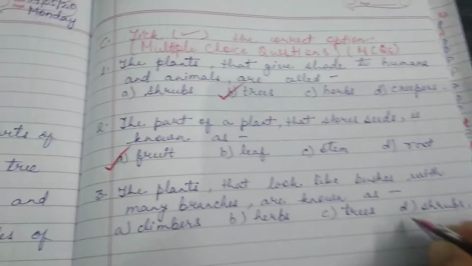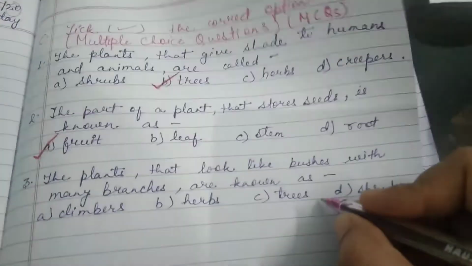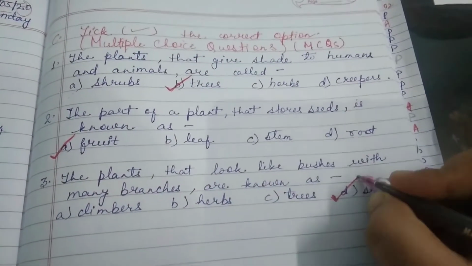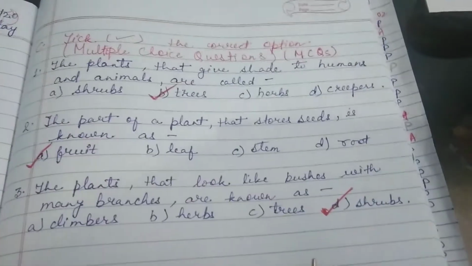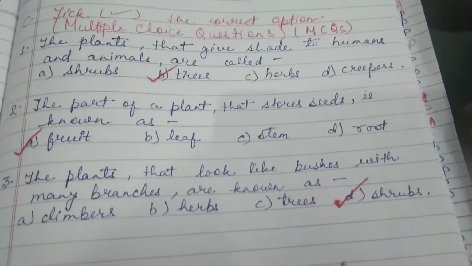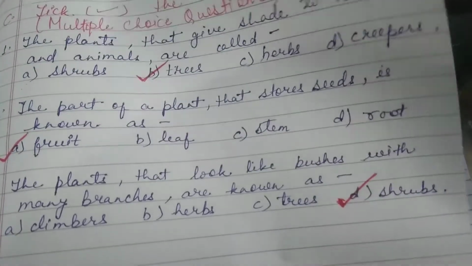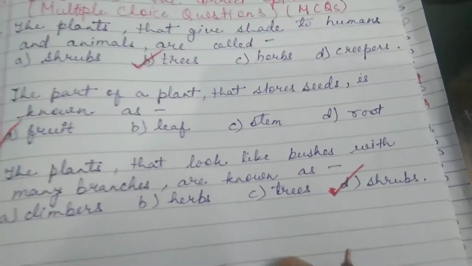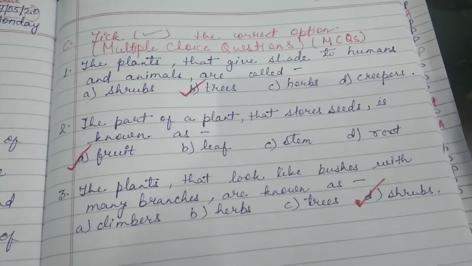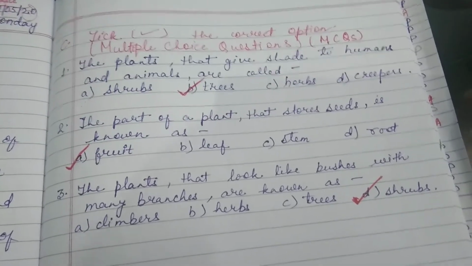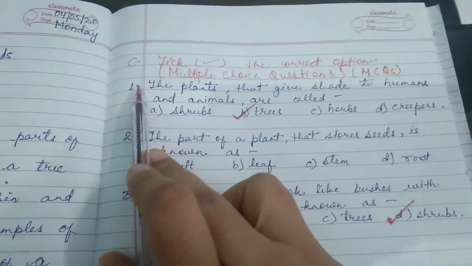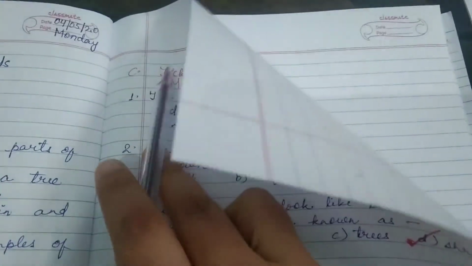But your fourth option, the shrubs, looks like bushes because the branches of these plants arise from the base of the stem. The branches of these plants arise from the base of the stem, and these plants look like bushes. Okay, let's see once again.